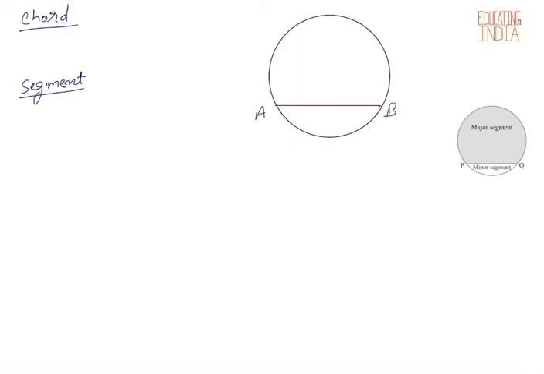How many chords can we draw? Any number of chords we can draw. Or must it be horizontal? No, it can be any way. This is also a chord. This is also a chord. Okay, and what is the largest chord we can draw?